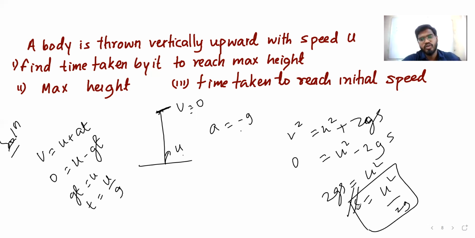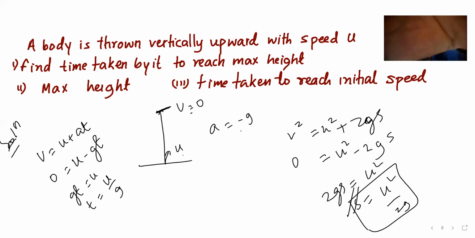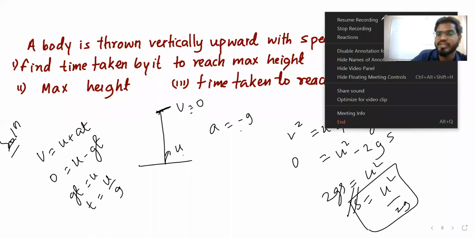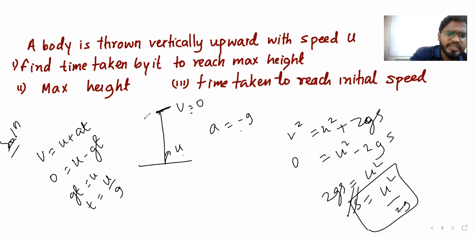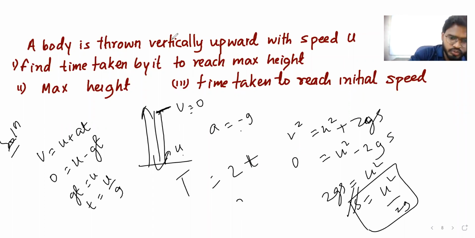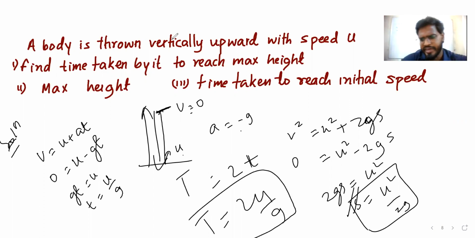So s is equal to u square by 2g. Now, time taken to reach the initial point. How will you find it? Think a little and then we can find. The third question is the time taken to return to the initial point. Ultimately it goes from here to here, and then from here to here. So 2t. Total time taken, capital T, is equal to 2 small t, so 2u by g is the total time taken. Hope you guys understood this.